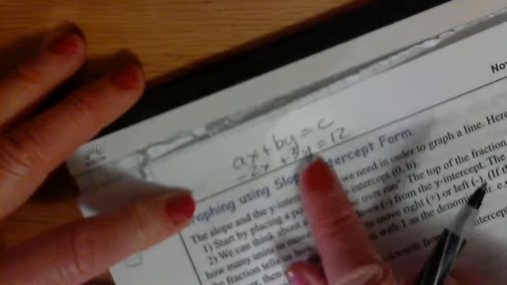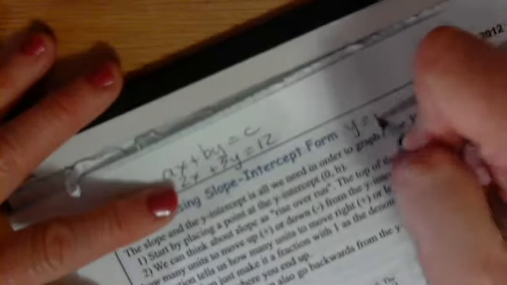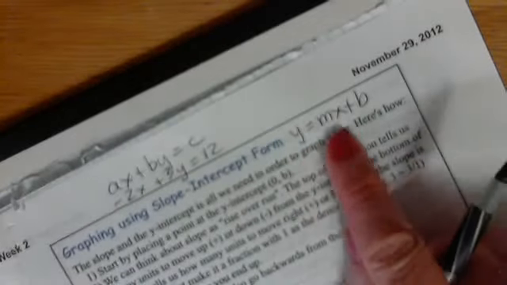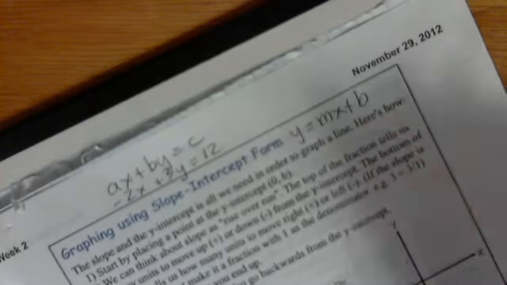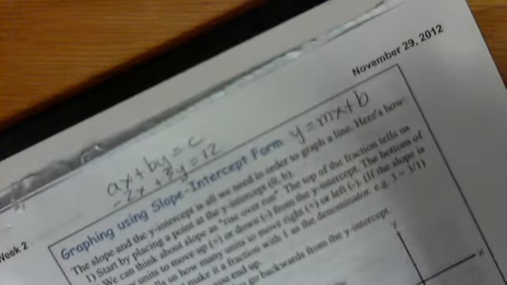So that is the process we use when it's in this form with the x and y terms on the same side. But when we come across an equation in y equals mx plus b form, when the equation is solved for y on one side, and then we have the slope times x plus a y-intercept on the other side, this next method is going to be much easier to use.